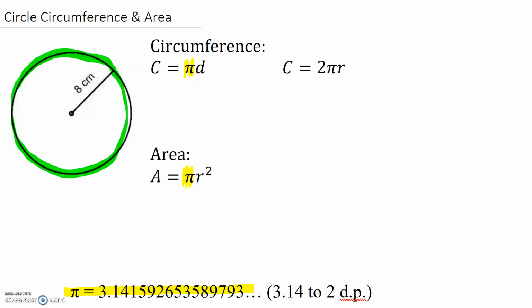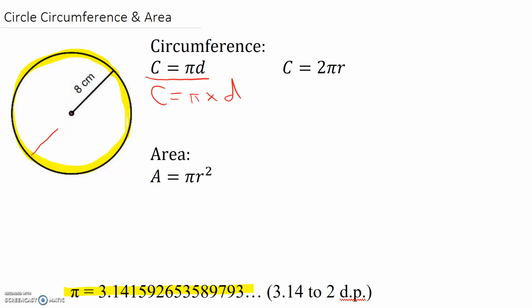Okay, so let's have a look at our first formula. Our first formula is for circumference. And the circumference of the circle is that distance around the edge. So how are we going to work it out? We've got two formulas there. We've got c equals pi d, and we've got c equals 2 pi r. So the first one of those says that the circumference, which is c, is equal to pi, which we just talked about, times d, where d is the diameter. So c equals pi d.